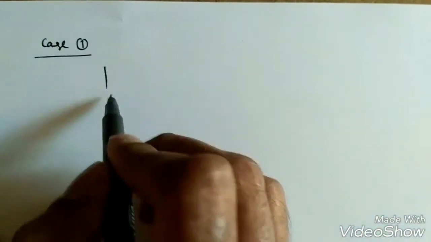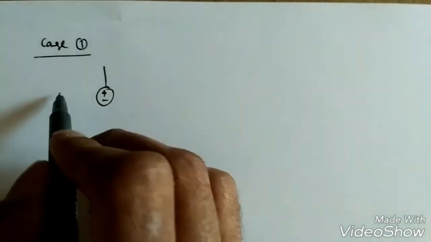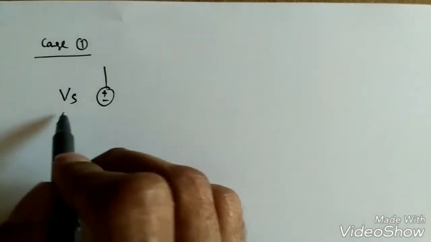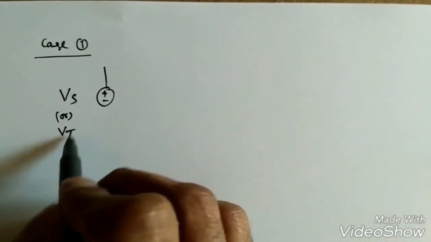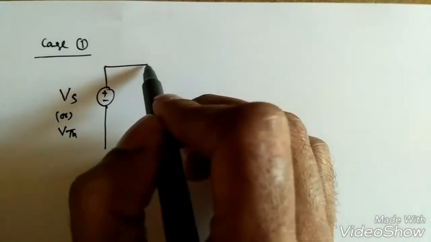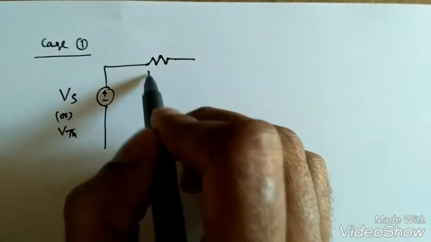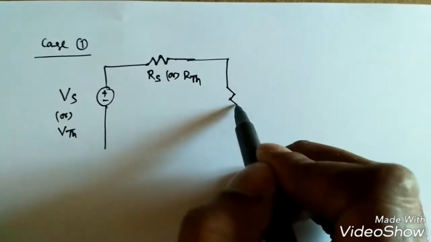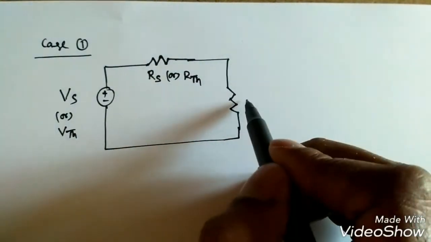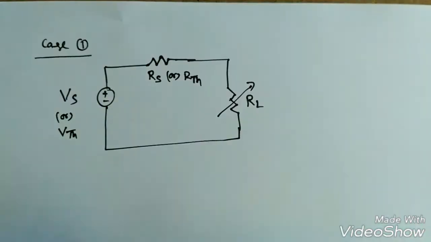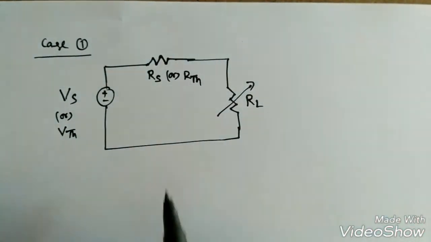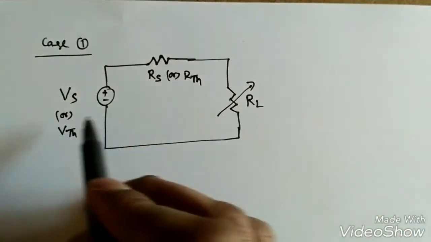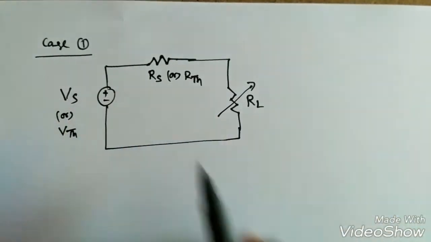Cases in the maximum power transfer theorem. We are seeing case 1. Suppose the voltage source, we can represent either as source voltage VS, or the Thevenin voltage VTH. Similarly, if it is purely resistive, I can write RS or Thevenin resistance RTH. And this is also a pure resistance, the load resistor RL, which is variable. Now we will find the conditions to deliver maximum power to the load. So the source should deliver maximum power to the load. So what is the condition?